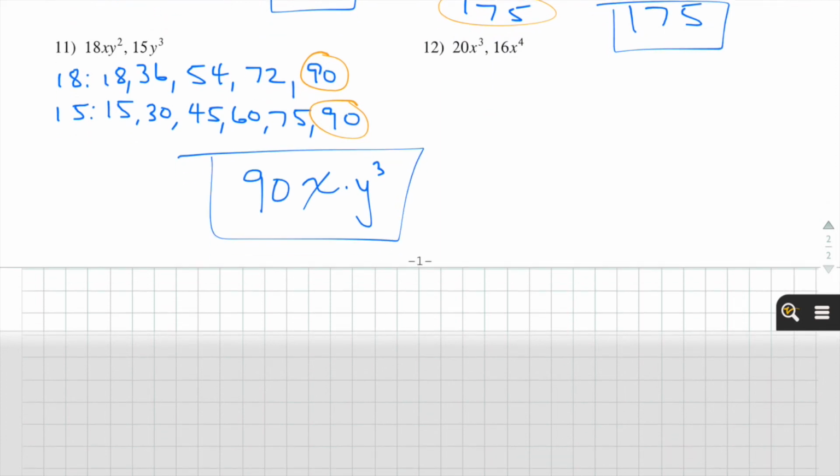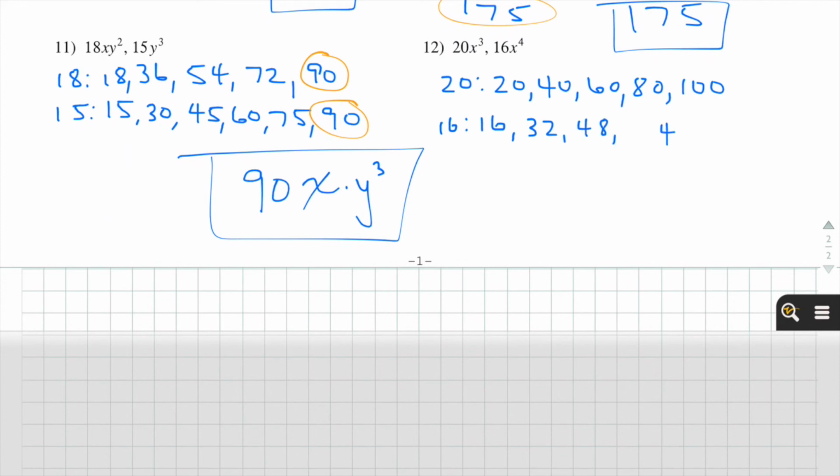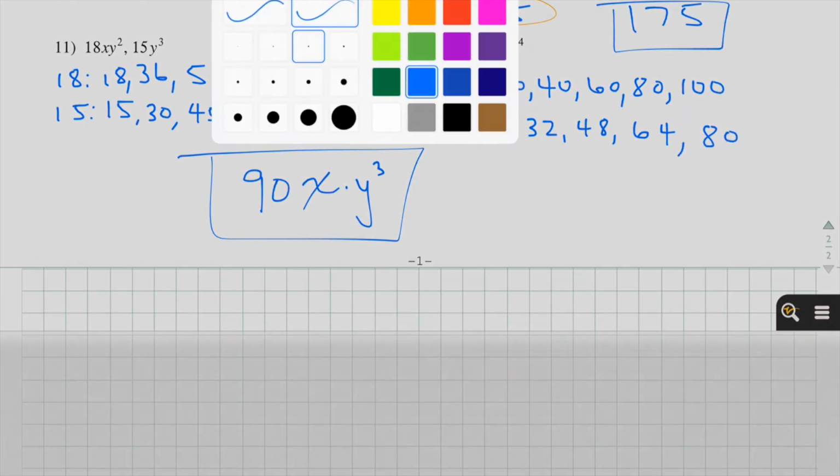Okay, number 12. So let's look at the 20. So we get 20, 40, 60, 80, 100. Let's go ahead and stop there and see what we get for the 16. So we get 16. 16 times 1 is 16. 16 times 2 gives us 32. Plus another 16 gives us 48. Plus another 16 gives us 64. 64 plus 16 gives us 80, and that's where we get our 80 for that.